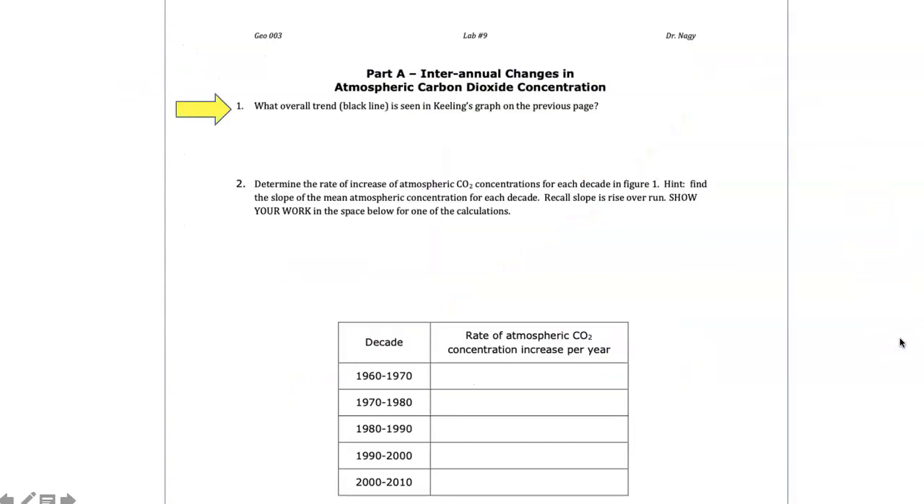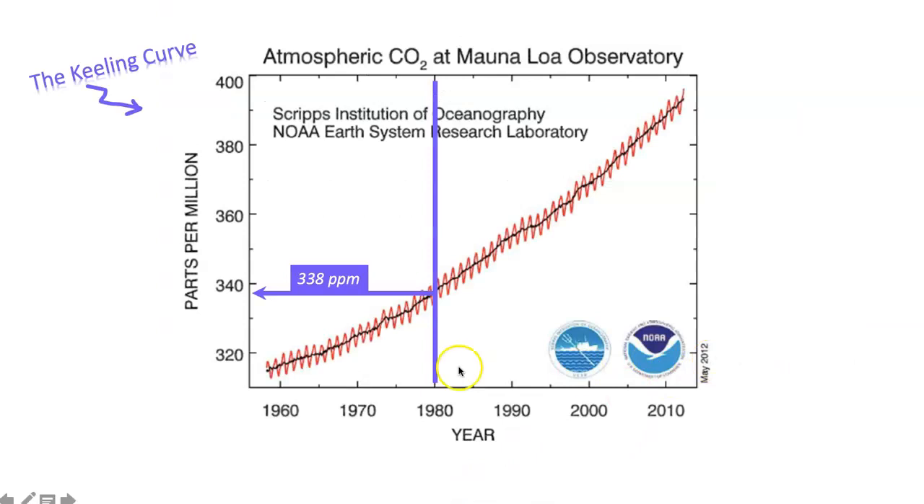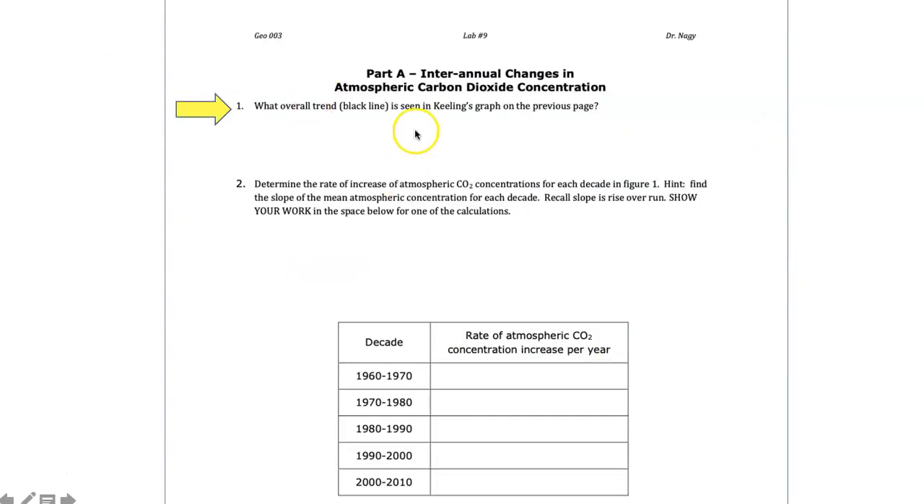So the first question in part A says, what is the overall trend of that black line as seen in the Keeling graph on the previous page? So basically I'm asking you, is this Keeling line increasing with time, decreasing with time, or remaining steady with time? Well, I'm going to tell you the answer because I think it's probably pretty obvious to everyone that this line is increasing with time. So that's number 1.